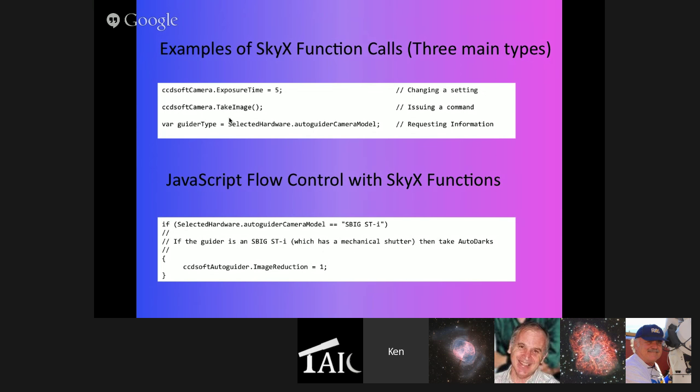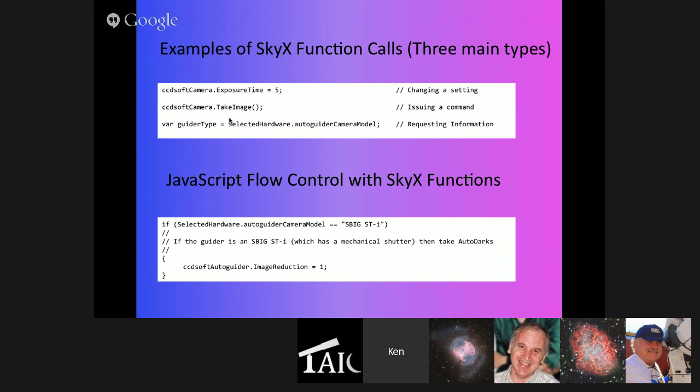So these are some samples of actual SkyX commands through JavaScript. And if you look up here at the top box, you have three main types of things you can do. You can change settings in the program, like you are telling the CCDSoft camera module. Notice that's old school there. It's from the old software, but the name still is with us today. So you're telling the camera to set its exposure time to 5 seconds. And if you put that in the script editor and you click run, you'll notice that whatever exposure time you had has now become 5. And the next one issues a command to take an image.